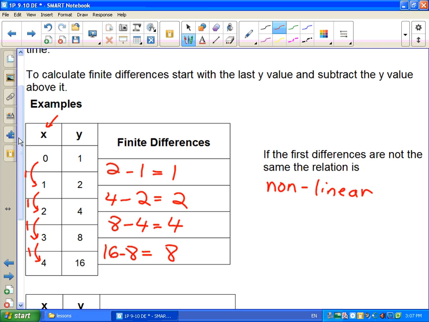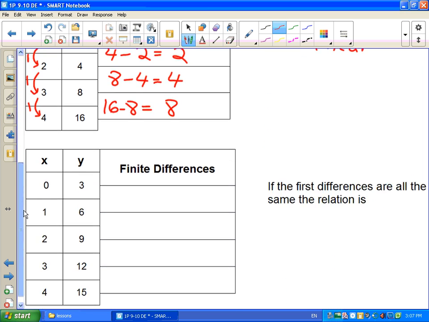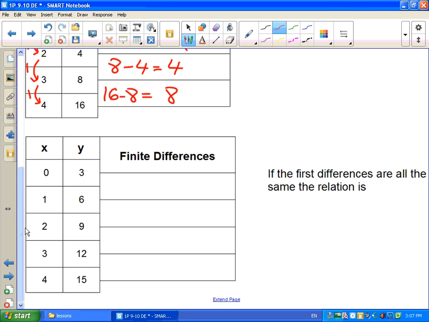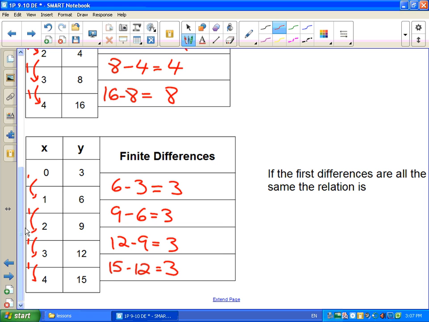Let's take a look at the next example here. Again, we've got a table. Okay, x and y. We check to make sure, yep, our x's go up by the same amount each time. So we can go ahead and calculate our finite differences. Start down at the bottom of the table with our last number, subtract the one above it. 15 minus 12 is 3, and then we work our way up. 12 minus 9 is 3, 9 minus 6 is 3, 6 minus 3 is 3. So our finite differences are 3, 3, 3, and 3.